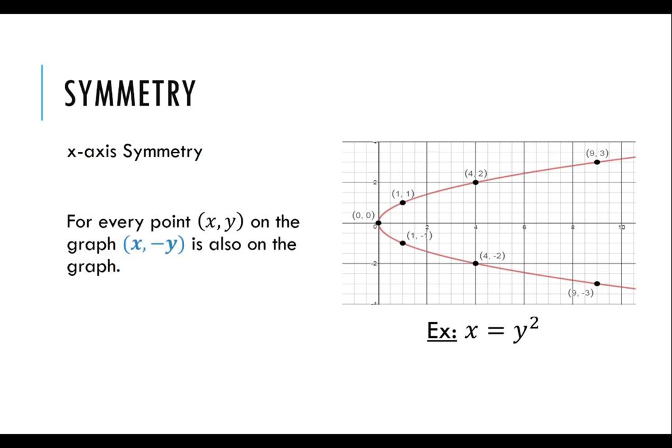When considering x-axis symmetry, if something has x-axis symmetry, for every point that exists on the graph, a similar point where you change the sign of the y value will also be on the graph.